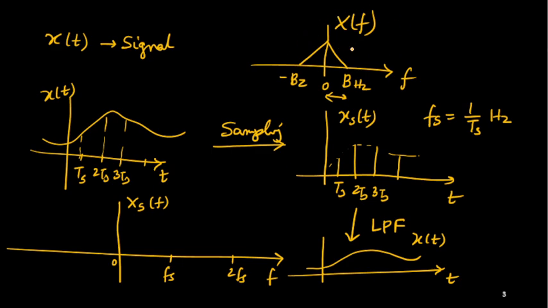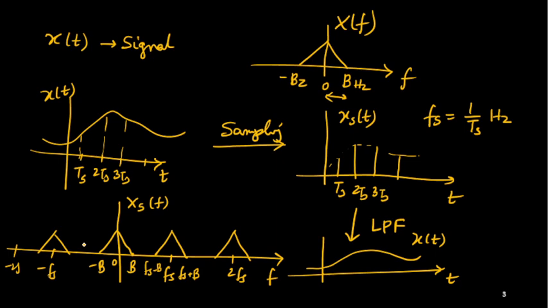This X(f) will repeat. At 0 this was the spectrum, this is B and this is minus B. At Fs again the same spectrum will repeat, so this will be Fs plus B, and this is your Fs minus B. Similarly, even on the left side, at minus Fs, minus 2Fs, the same thing will happen. So you will get periodic spectra whenever you take sampling.